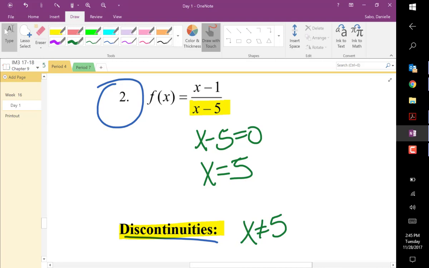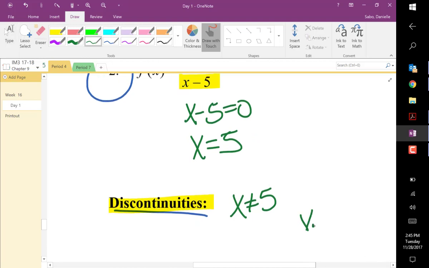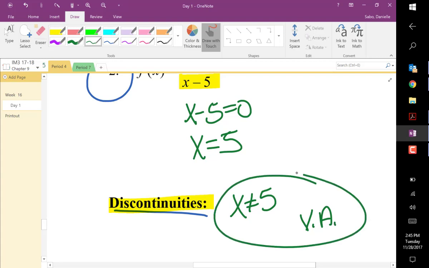Yeah, who said that? Did you say that too? Why is it vertical? You're right. Anyone know why it's a vertical asymptote versus a hole? This is your answer. You're right, it's vertical. What makes a hole? What has to happen for a hole to happen? Anyone?